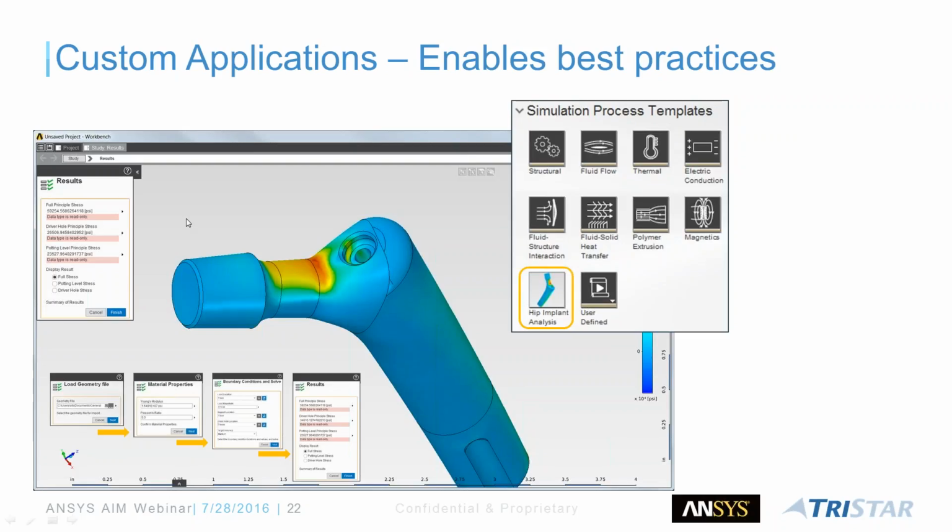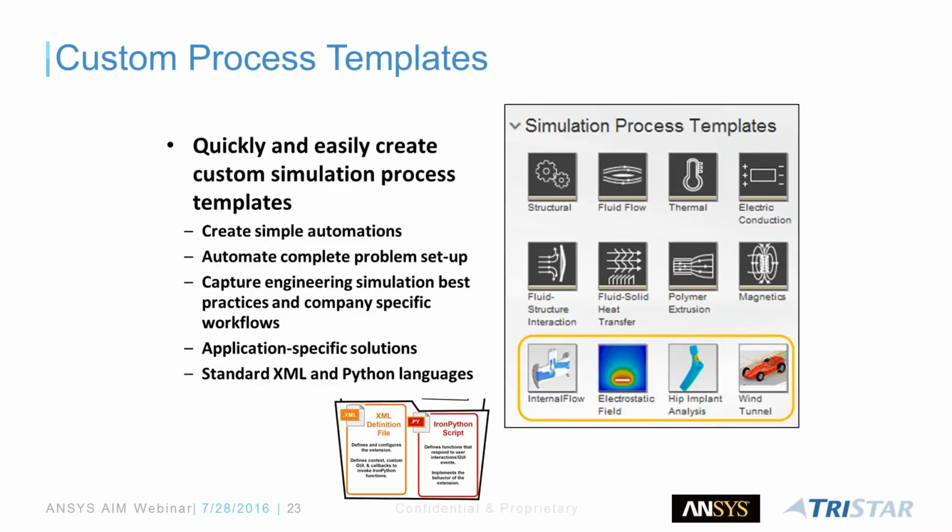So whenever we work on a model like a hip implant, for example, it has to meet certain standards within the company. I can add that, including the help file, right? You can include HTML help files for new users that will further assist them as to why they're asked to do a specific task. The way that's done is using a combination of standard XML and Python languages, right?